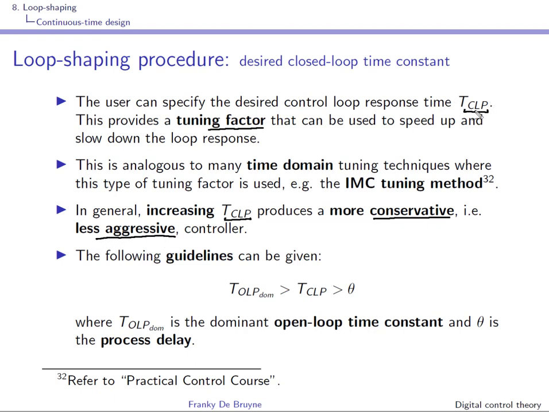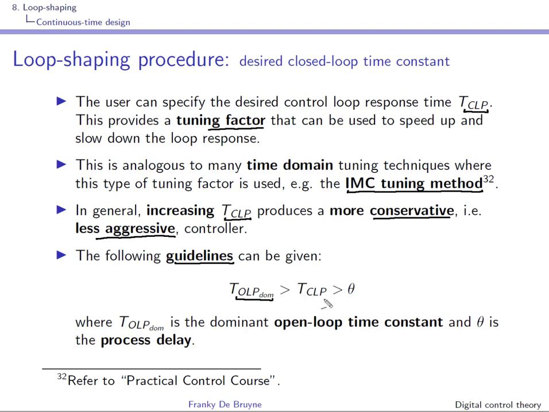You will see that this kind of tuning factor is also used in other techniques. You will see in the course of next year, practical process control, that this desired closed loop time constant is also the tuning factor in IMC tuning methods for PID controllers. Well, as a guideline, the closed loop desired time constant is in this interval. So typically it is smaller than the dominant open loop time constant, but it's also larger than the process delay.